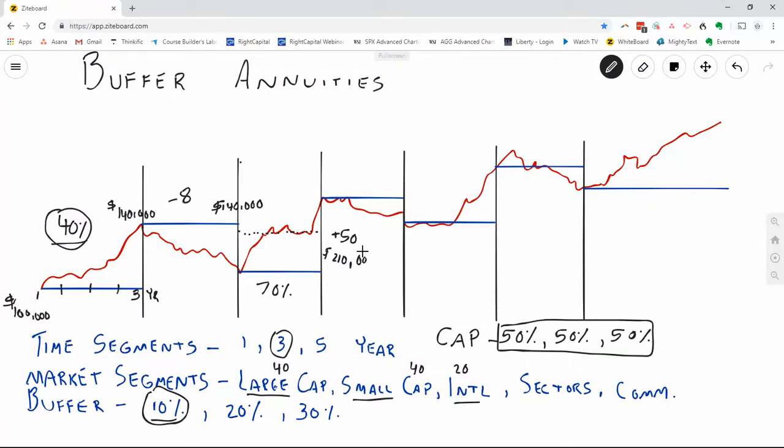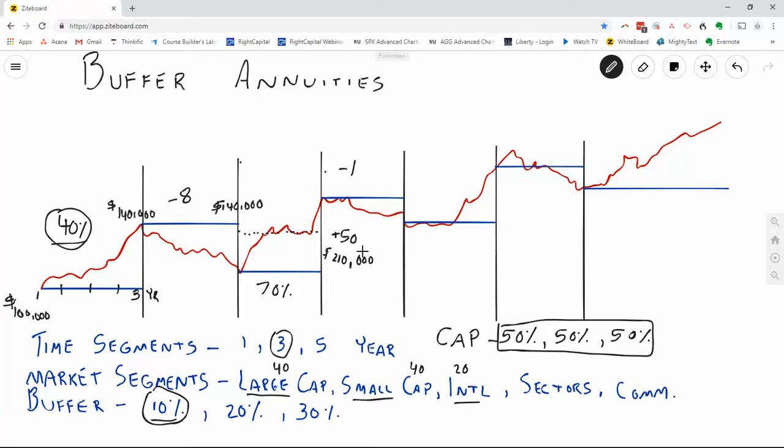Now keep in mind that these caps, each time there's a new time period, the caps can change. So the caps could go up, they could go down. Generally speaking, they're going to kind of stay within a particular range, but the company does have that prerogative to change that.